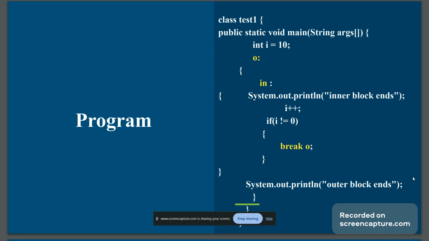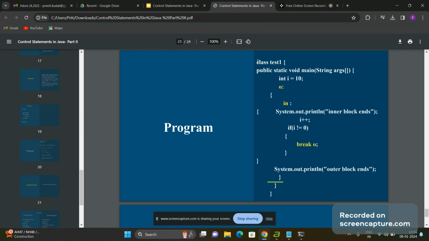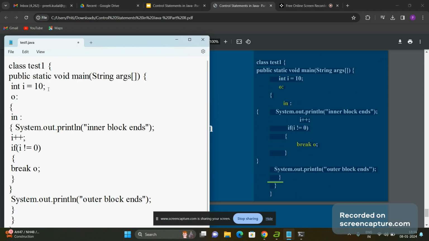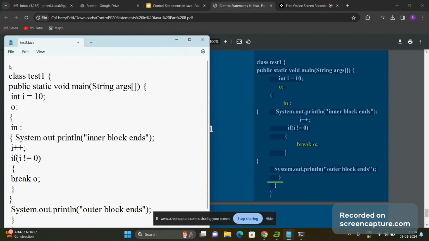So we have one example for seeing the code of this labeled break statement in Java. We are just going to print whether we are inside the block or outside the block. We will display the statement over here. Suppose I have a variable I is equal to 10. Here I have created one label O. Here is again one label in. And here I am printing that the inner block is ending over here.